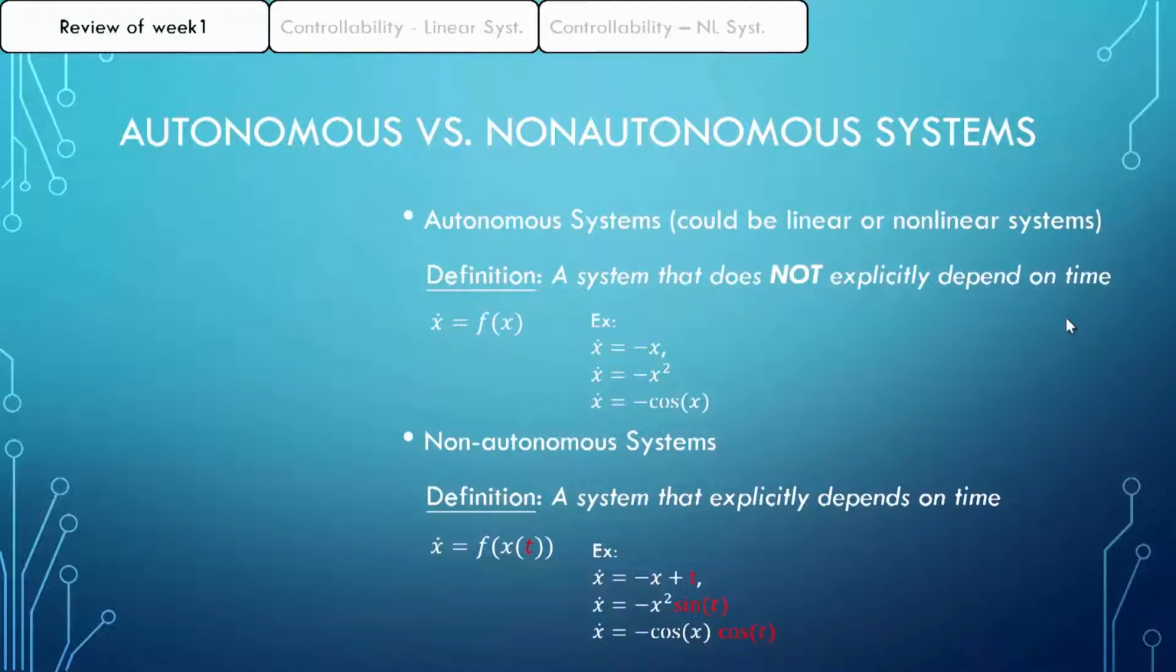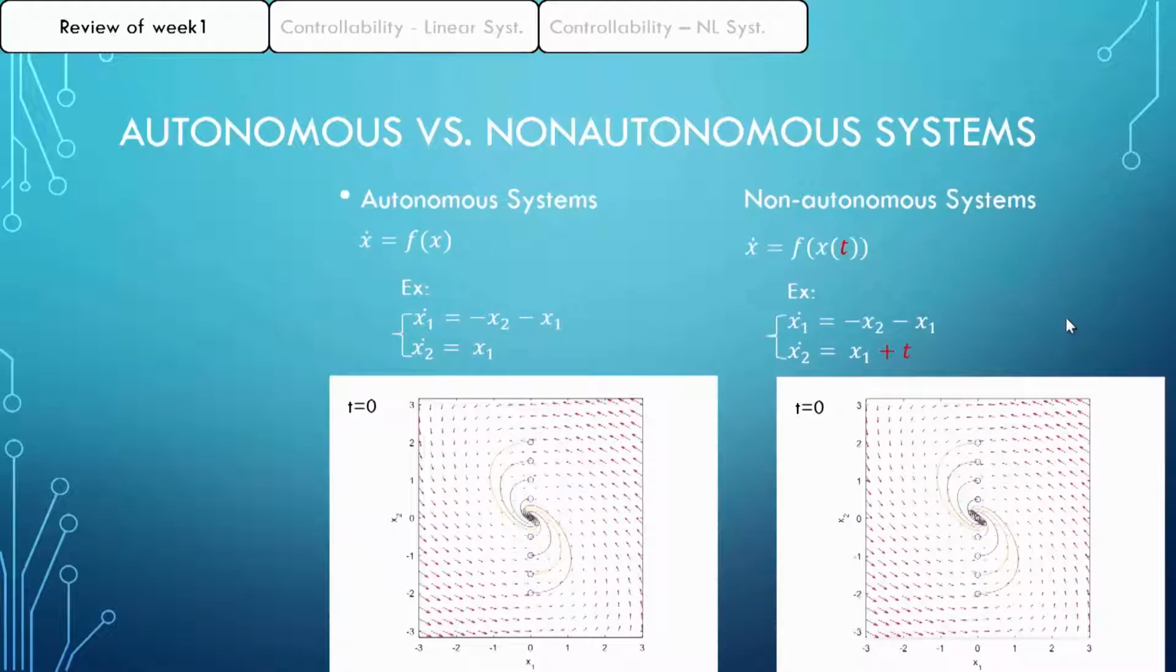So that's the difference. But what's the difference when you compare their phase portraits? This one on the left-hand side is the autonomous system, and this one is the non-autonomous system. At time equal to 0, the phase portraits are this and this. They are the same. The only difference in the dynamics is this plus t part. So at t equal to 0, the dynamics is the same. So given the dynamics, you can find their corresponding phase portraits, right?